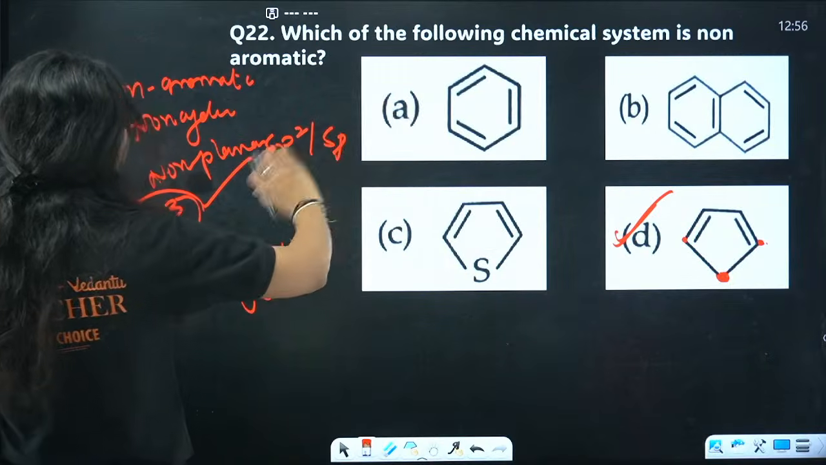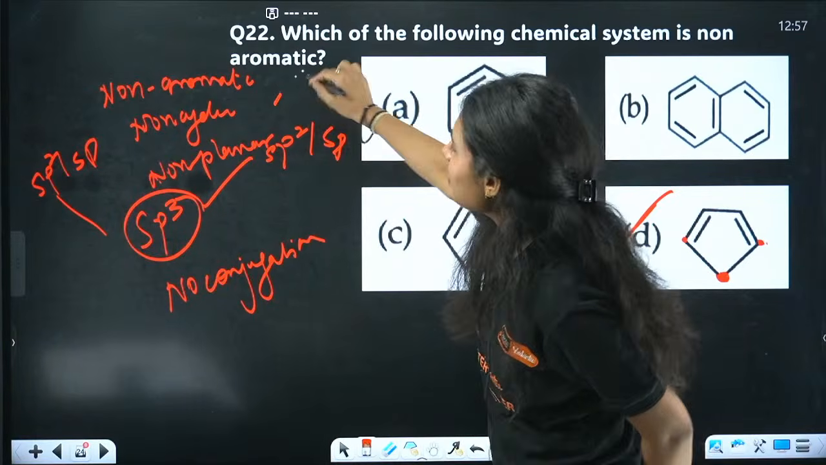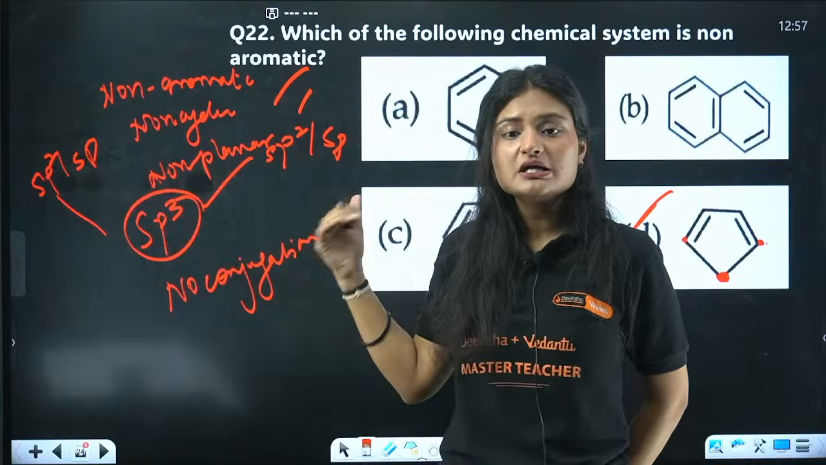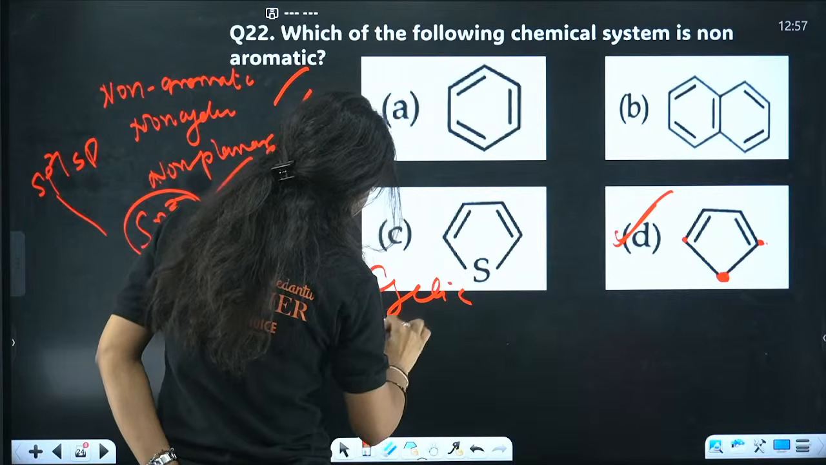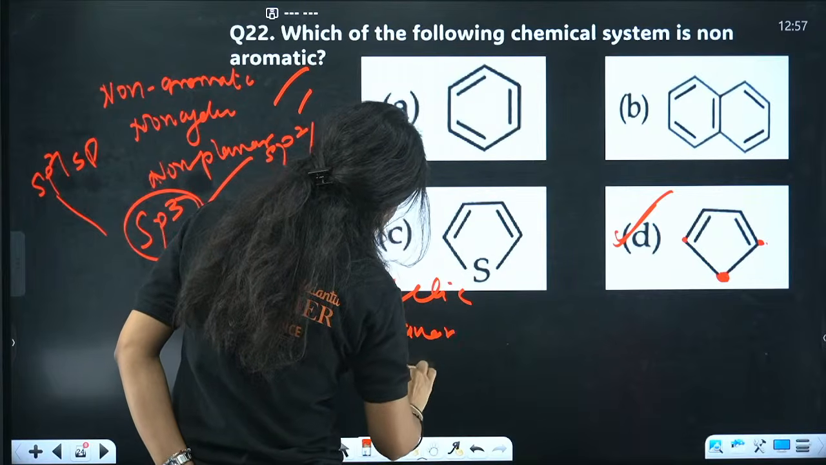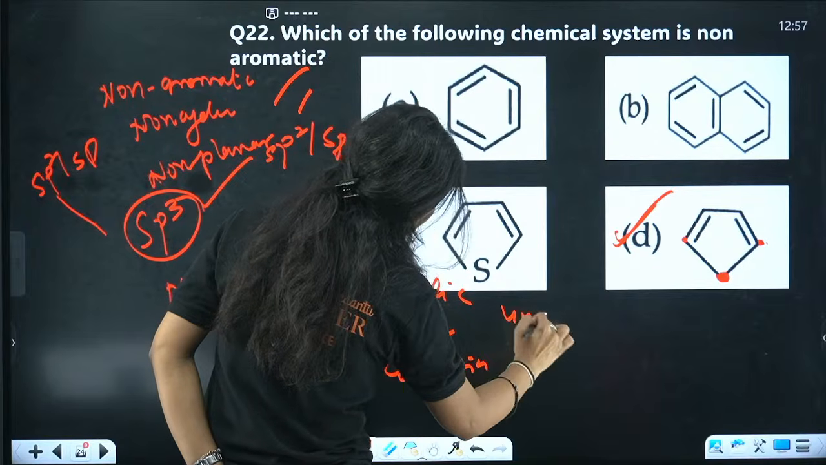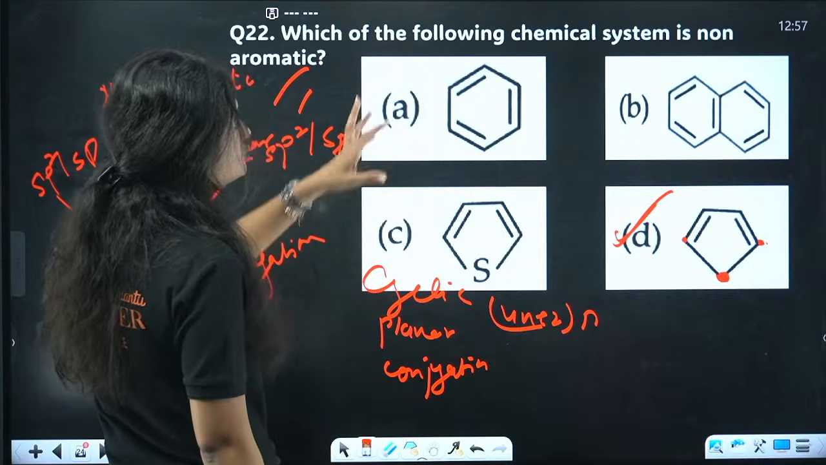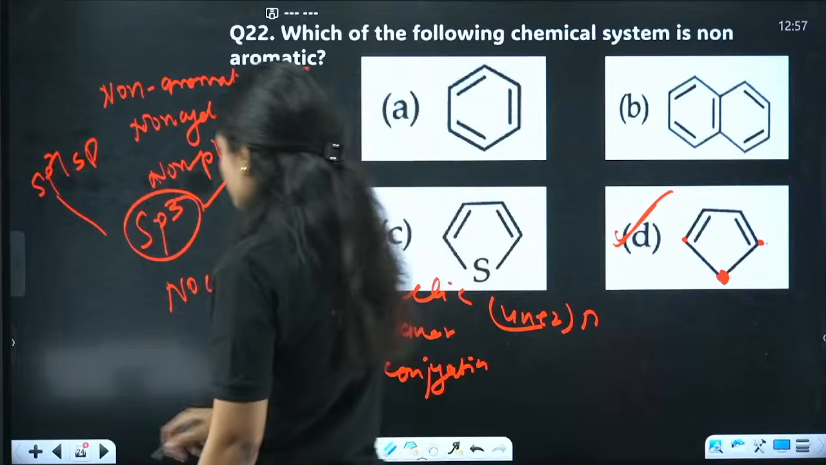Which of the following compounds is non-aromatic? Non-aromatic means they are non-cyclic, non-planar, or non-conjugated. They have an sp3 carbon in between two sp2 carbons. What is aromatic? Aromatic compounds are cyclic, planar, have conjugation, and follow Huckel's rule. What is Huckel's rule? The 4n plus 2 pi electron rule. Okay, so which among the following is non-aromatic? This one, because it has an sp3 carbon in between two sp2 hybridized carbons.